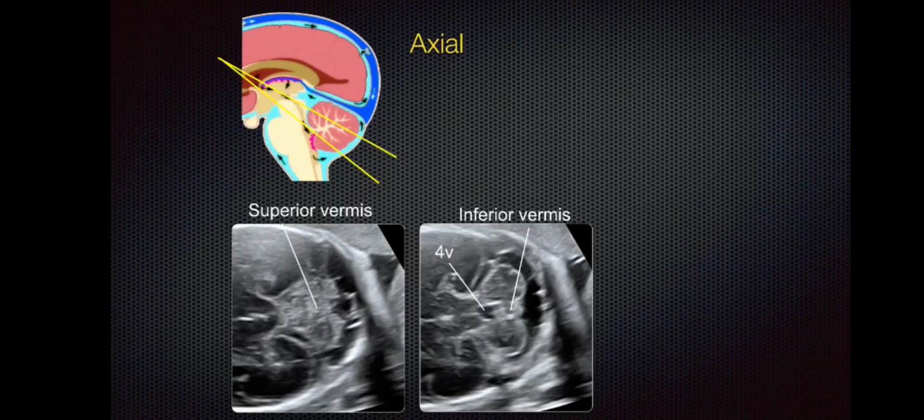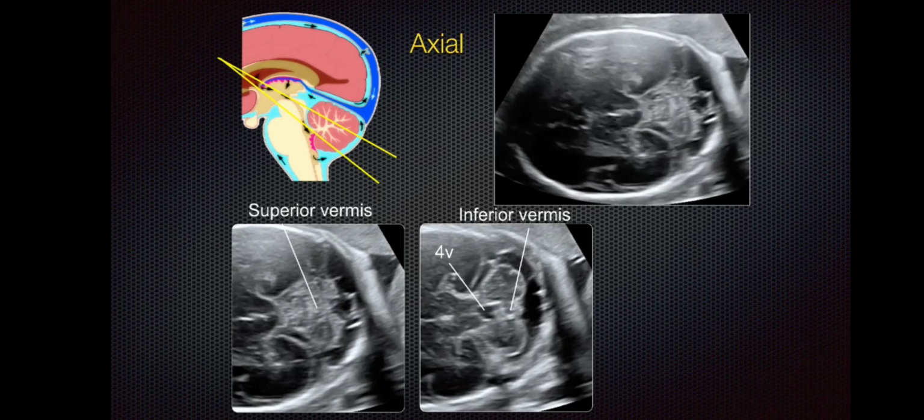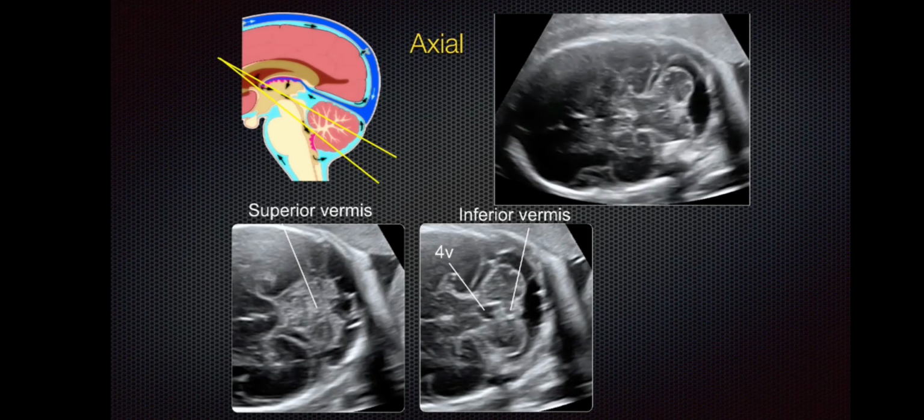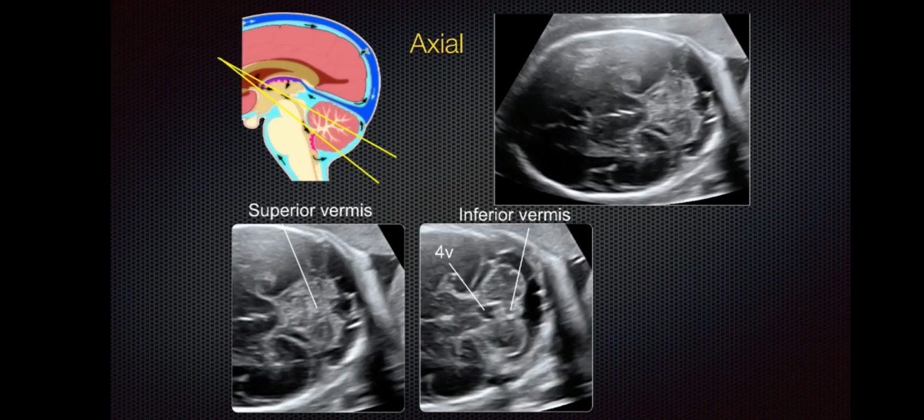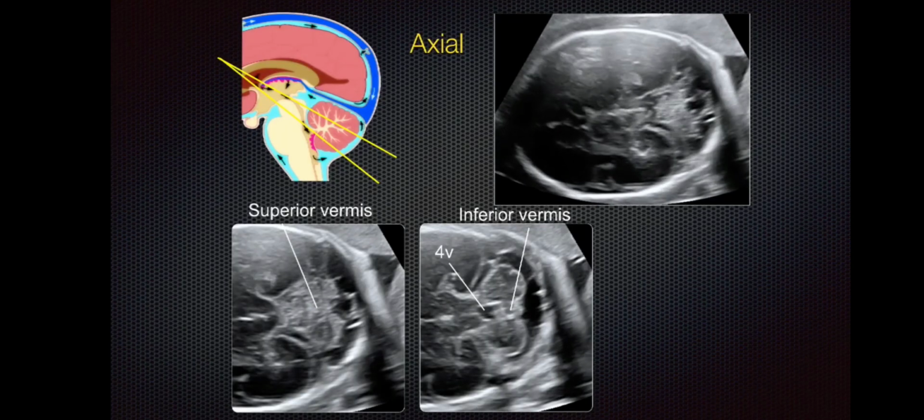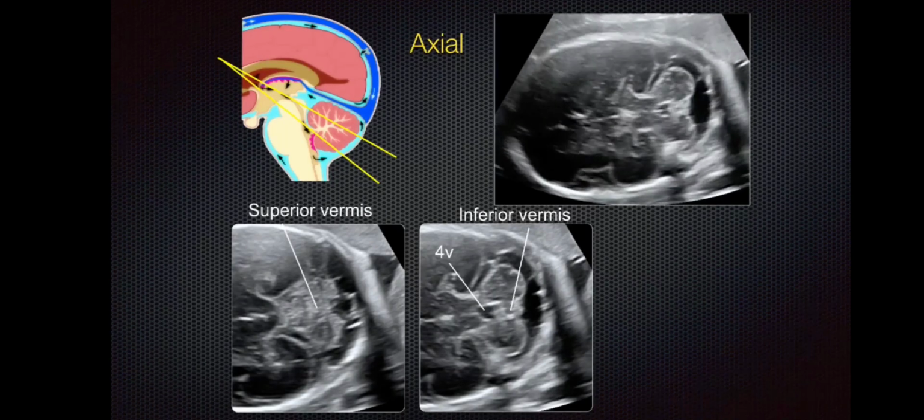The next step is to have a look at the posterior fossa, focusing on the cerebellum and the vermis, and seeing the separation between the fourth ventricle and the cisterna magna. But, and this is the basis, many people, sorry.